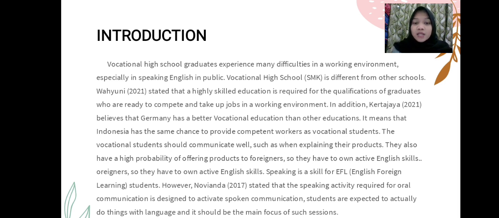Speaking is a key skill for early English learning students. Novinda 2017 described speaking as an activity for communication, designed as English for communication. Students are asked to focus on two things, language and fluency, as the main focus of speaking.